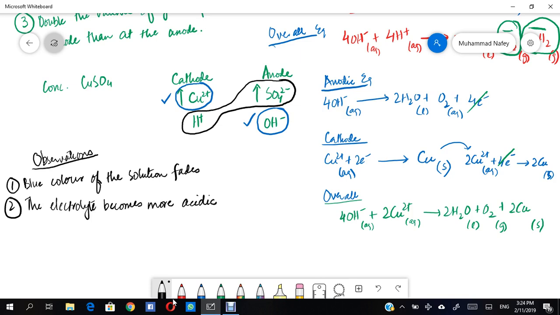And which acid will be formed, just by the way? You won't write this in your observation, but you can see here that hydrogen ions are remaining in solution, sulfate ions are remaining in solution, and therefore they should combine together and produce sulfuric acid.